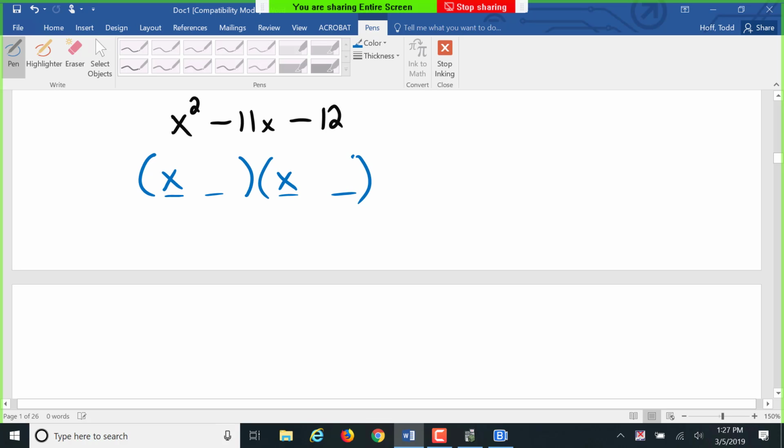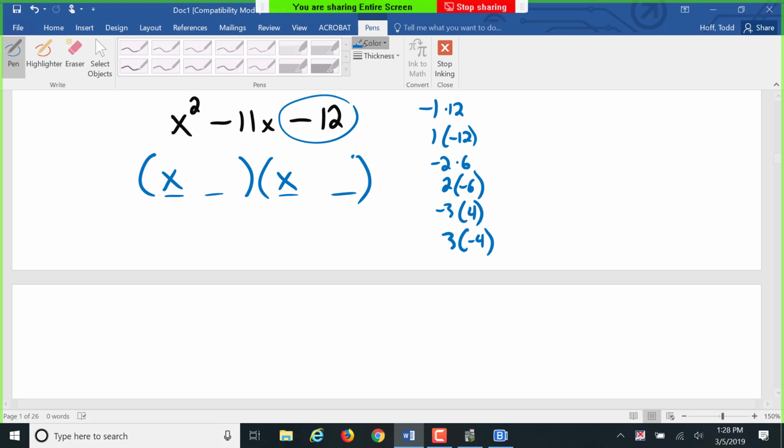Of course, it's still x times x to make x squared. This is a negative 12, which tells us we have to have one positive and one negative. So either negative 1 times 12 or 1 times negative 12. Negative 2 times 6 or 2 times negative 6. Negative 3 times 4 or 3 times negative 4. Which one do you want to try?